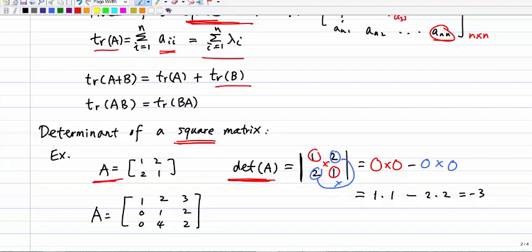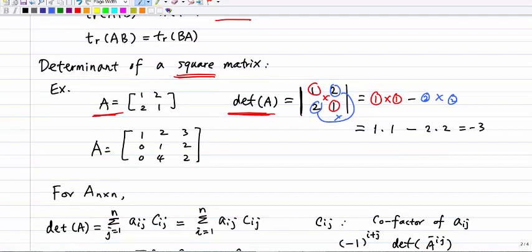The determinant of a 2 by 2 matrix is the product of the diagonal entries minus the product of the off-diagonal entries. For example, take the matrix 1, 2, 2, 1. The diagonal entries are 1 and 1, so it's 1 times 1, minus the product of the off-diagonal entries, which is 2 and 2. So 1 times 1 minus 2 times 2 is -3.